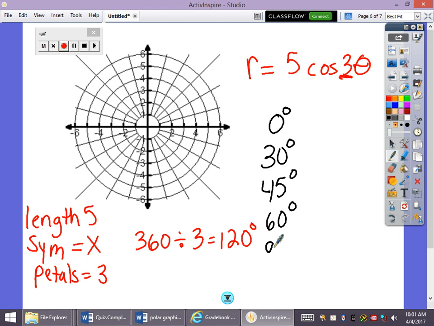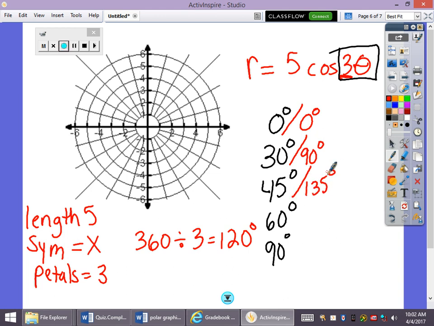Am I going to use the normal angles? No, because I have to do 3 times the angle. So 3 times 0 is 0 degrees. 3 times 30 is 90 degrees. 3 times 45 is 135. Am I going to use that? No, because that's not going to work out for me. 60 times 3 is 180. Does that work? Is that a pretty number, 180? Yep. And then 90 times 3, 270.